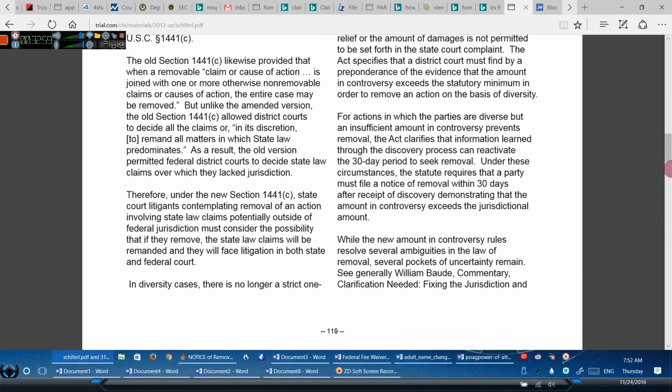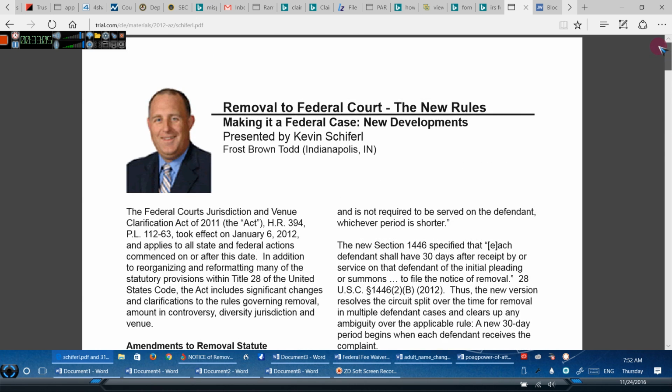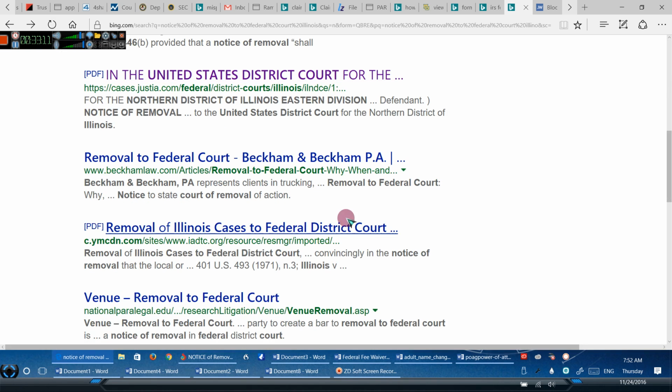We now know that the new rules do not say anything about barring bankruptcy court. But it's entitled Notice of Removal from State Court to Federal Court. I know what it's entitled. But nothing in the rule says that you cannot remove from Bankruptcy Court.